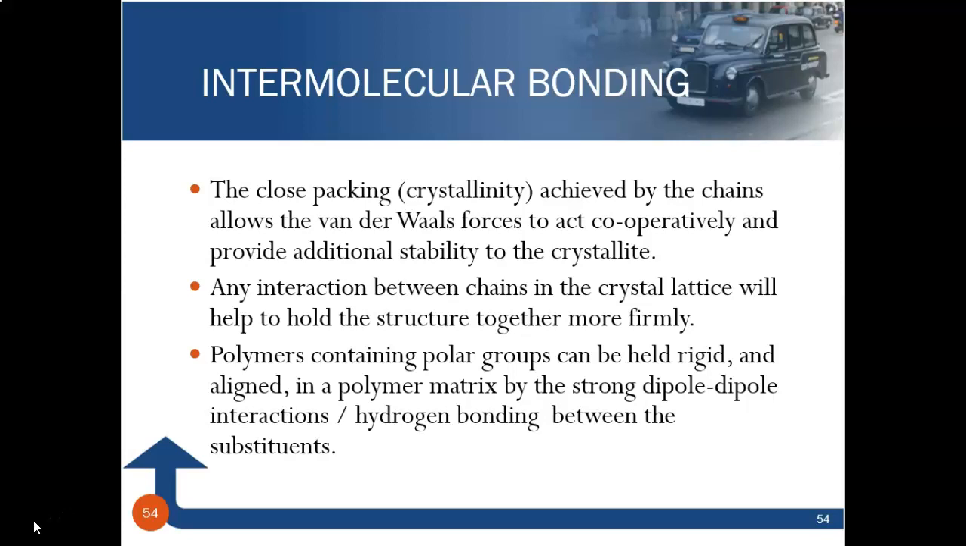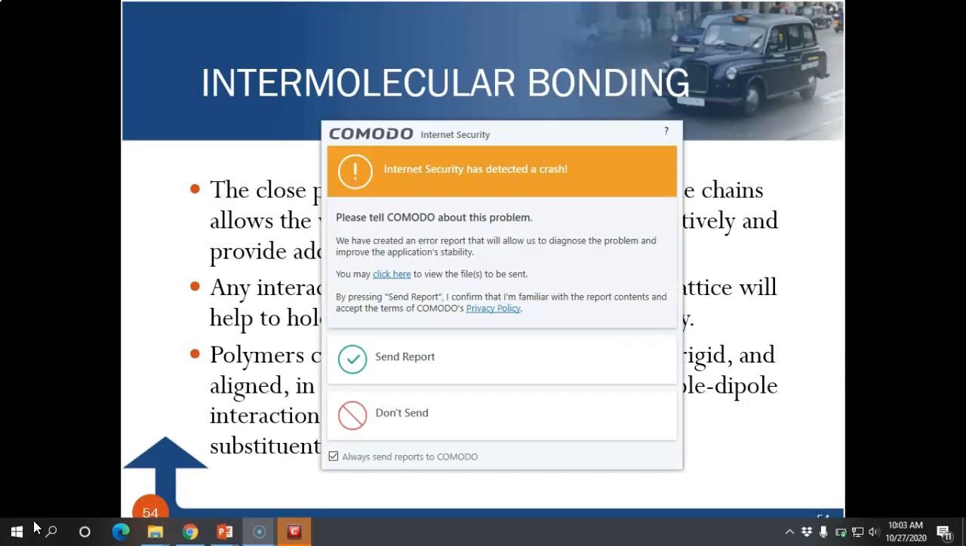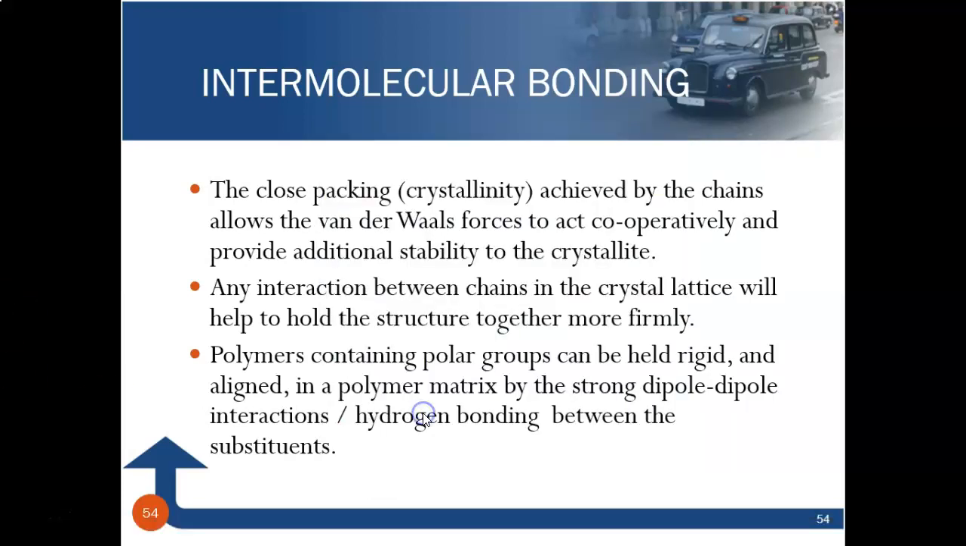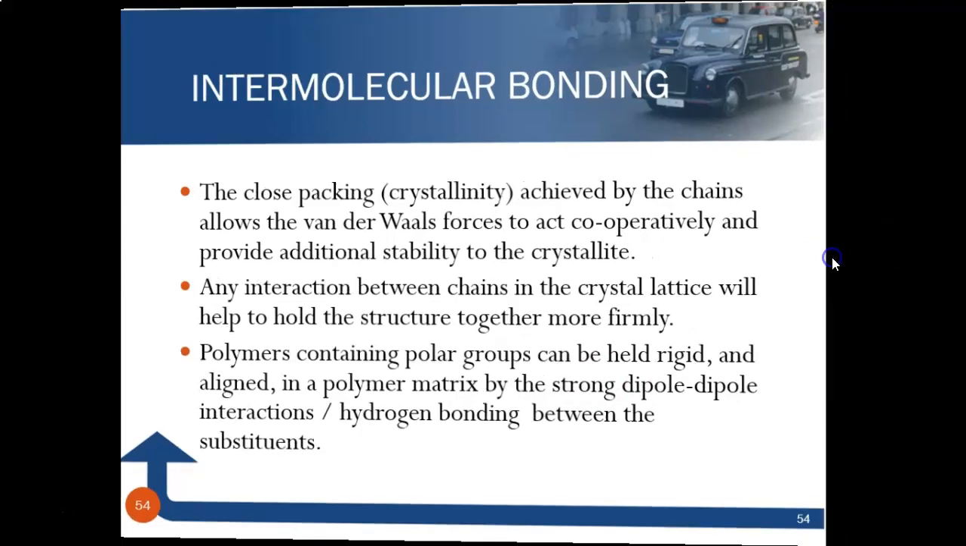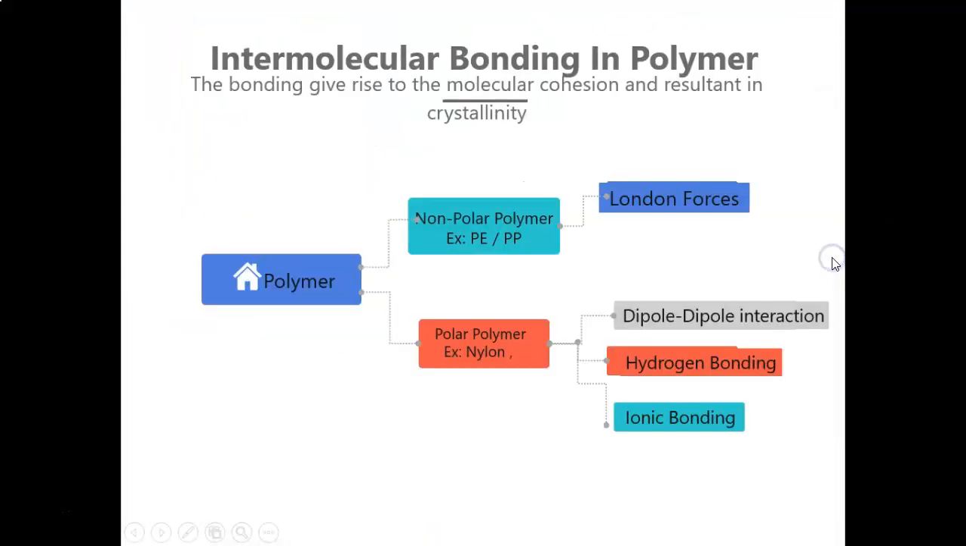So, van der Waals, dipole, and also hydrogen bond are very important, because they affect the physical properties: thermal transition, crystallinity, and viscosity. Okay, so let's look at the other slide. Intermolecular bonding in polymer.